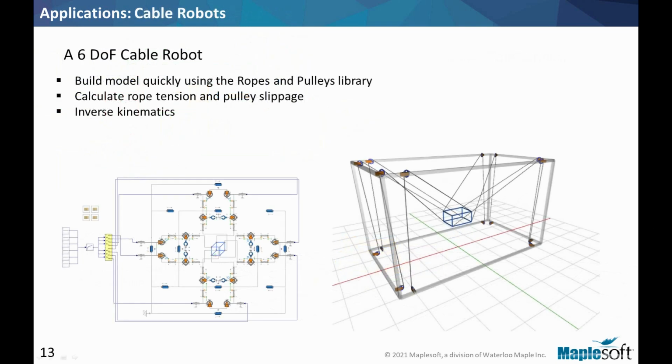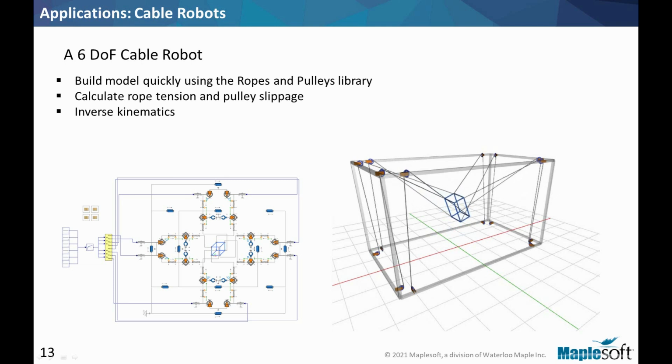The last application that I'm going to show is a cable robot. You can quickly build a model of a cable robot and analyze the dynamics, say the tension in the cables or pulley slippage. You can also derive the inverse kinematics for such a complex system.